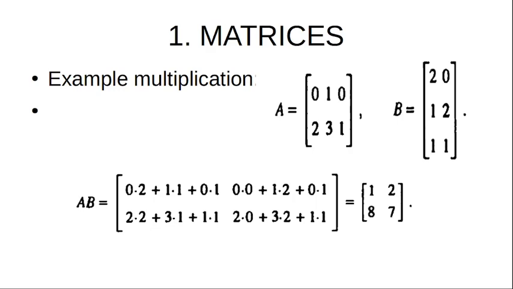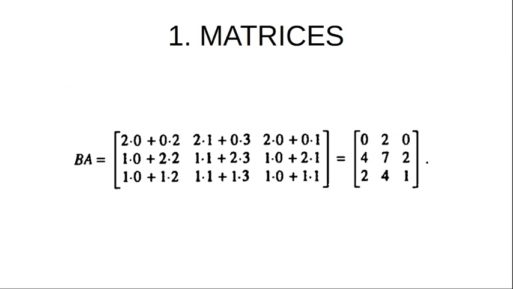For example, suppose this is A and this is B. As you can see, we take the first row of A, which is 0, 1, 0, and the first column of B, which is 2, 1, 1, to form the first element of AB, the top left. So 0 times 2 is added to 1 times 1, and then added to 0 times 1 to form the top left of matrix AB, which is 1, and so forth. This is elementary. We also have to note that matrix multiplication is not commutative. It is a non-commutative ring.